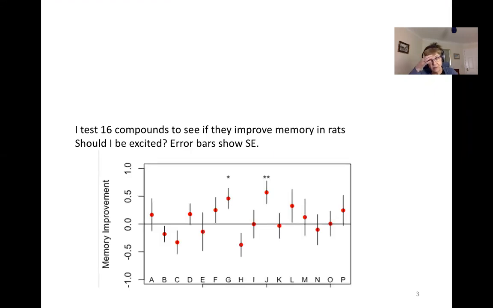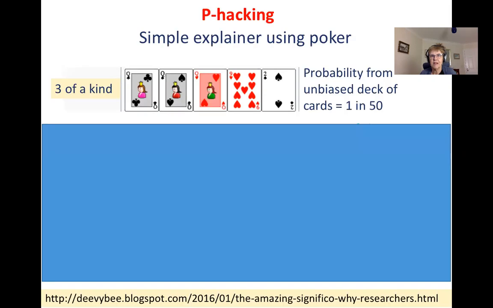Let's take a simple example. Suppose I've tested 16 compounds to see if they improve memory in rats. So this is what I see. These are the results I get. I've got my 16 compounds here along the bottom, A to P, and 2 of them are looking really exciting because they are significantly different from 0. This is a measure on the y-axis of memory improvement, and 0 would mean the compounds are not really doing anything, but these 2 look as if you might want to take them forward into further trials. So is that the case?